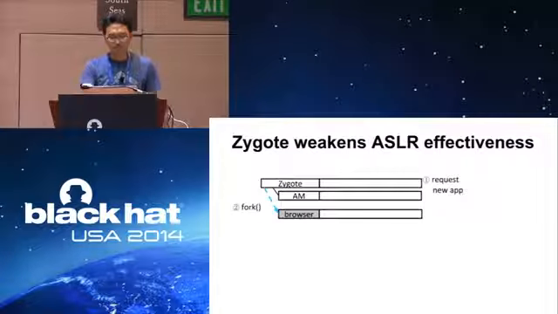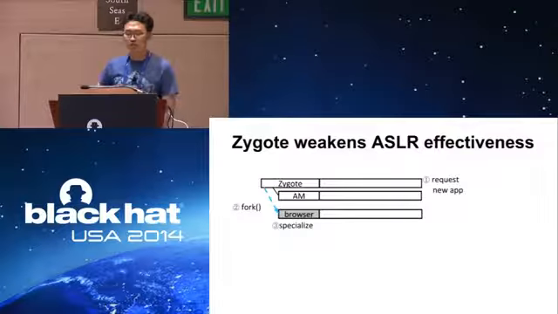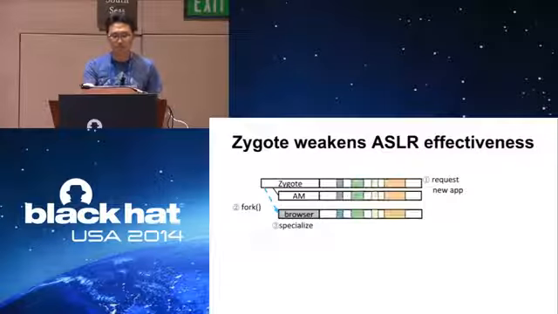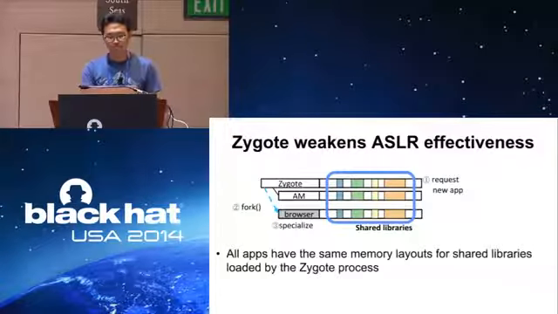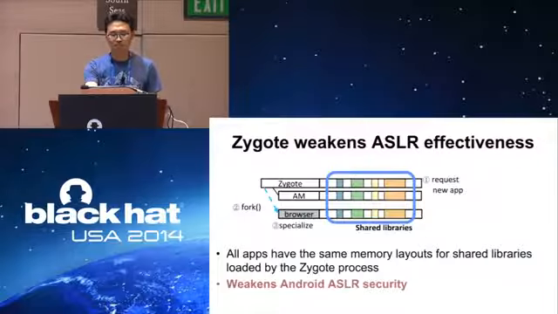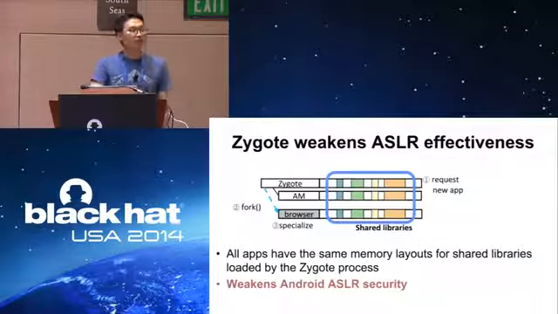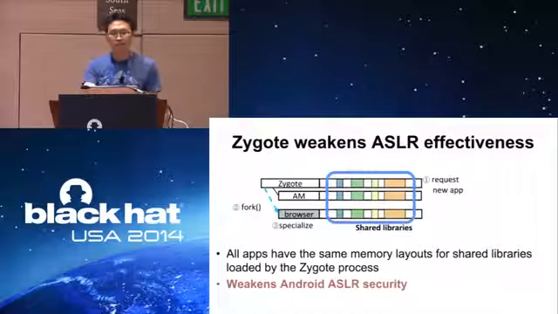So let's say this is the browser, and you load up the browser by specializing it. Specializing means that you load the specific application. But because this is forking, every single module layout is the same. And these are all the shared libraries. So all applications have the same memory layouts if we rely on Zygote, and we say this weakens the Android ASLR security.